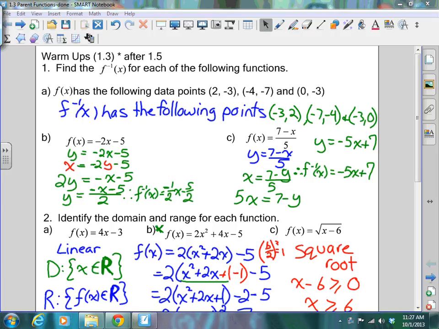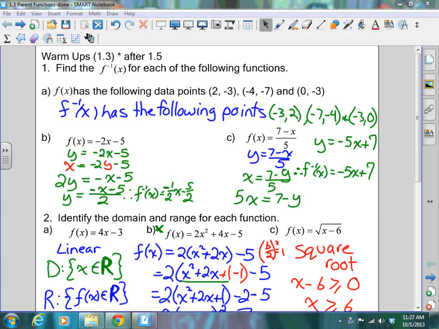Let's take a look at our warm-ups. I know it says lesson 1.3, but we're doing it after 1.5. I just believe the order in the textbook's a little off for the way we teach the lessons here. So I find it is a better flow if we go back and do 1.3 after we've done all the other lessons in between 1.4 and 1.5. So let's take a look at some of these warm-ups.